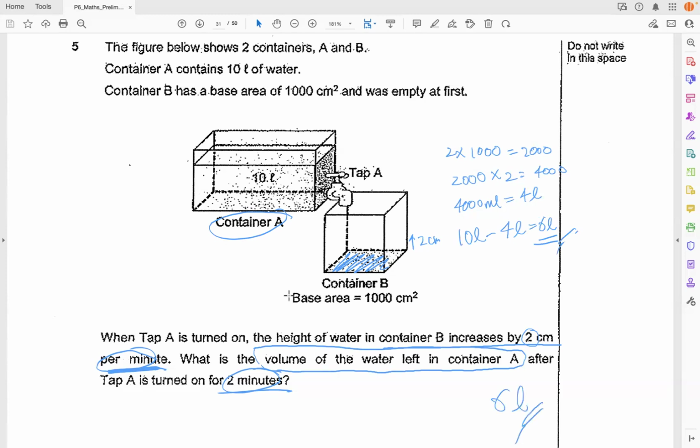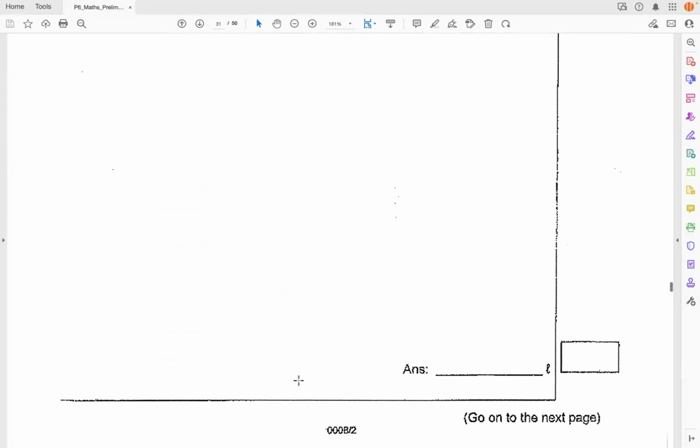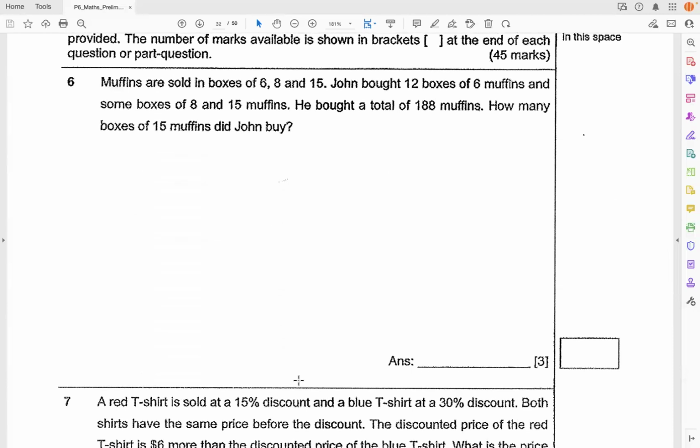Okay, going to the next question. Question number 6. Muffins are sold in boxes of 6, 8, and 15. John bought 12 boxes of 6 muffins and some boxes of 8 and 15 muffins. He bought a total of 188 muffins. How many boxes of 15 muffins did John buy?